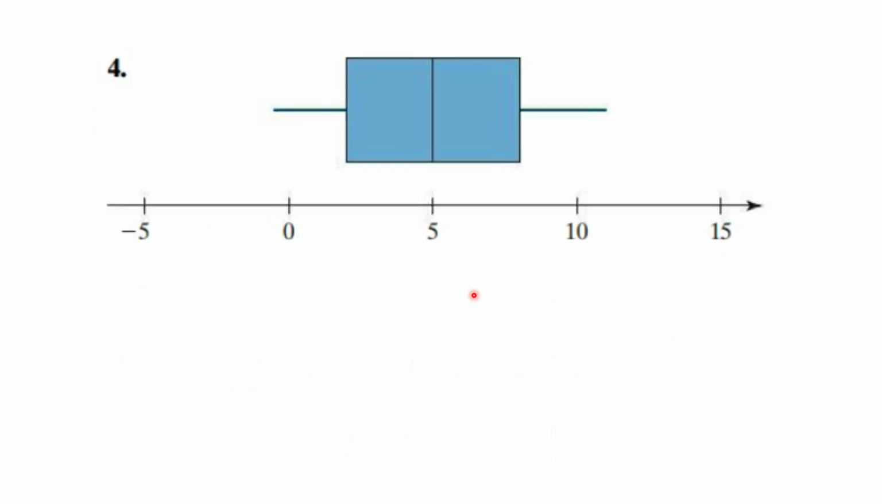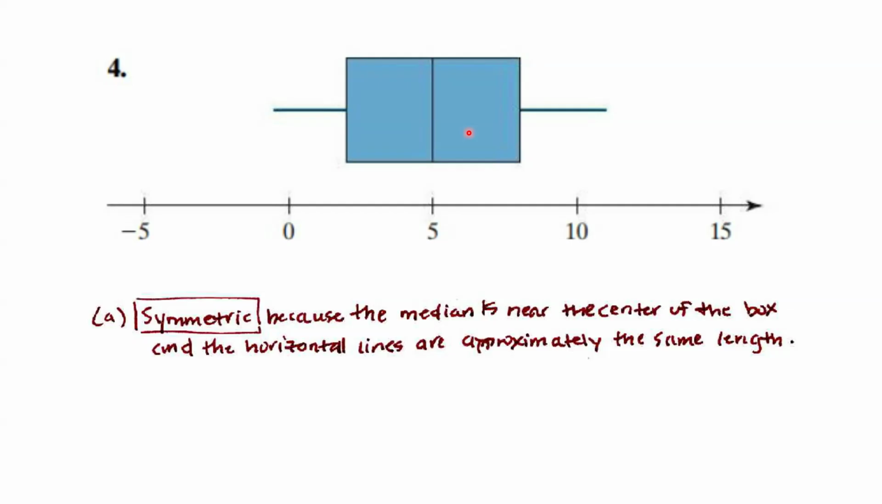All right. Next, this is our box plot. So for this one, our whiskers on both sides are approximately even, and our vertical line is right in the center of our box. So we would say that this is symmetric because the median is near the center of the box, and the horizontal lines are approximately the same length.